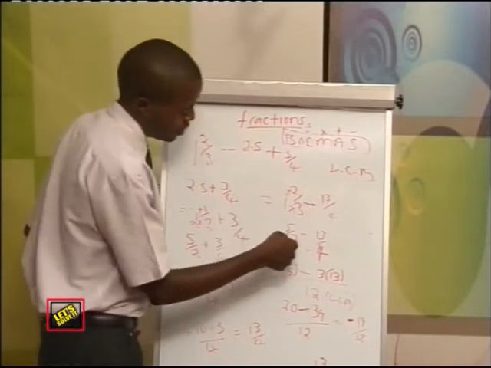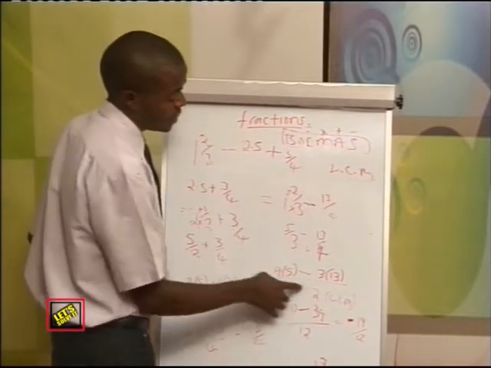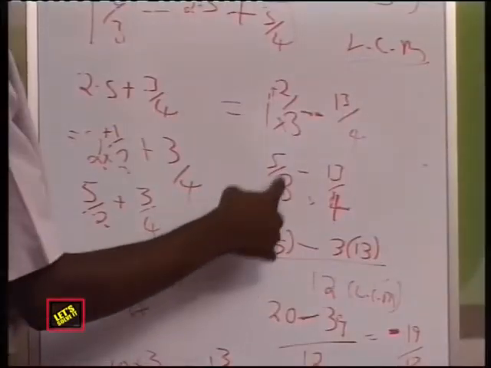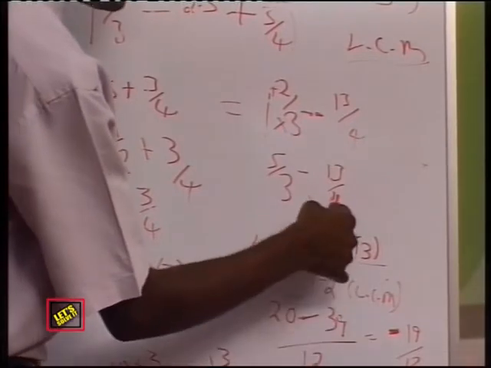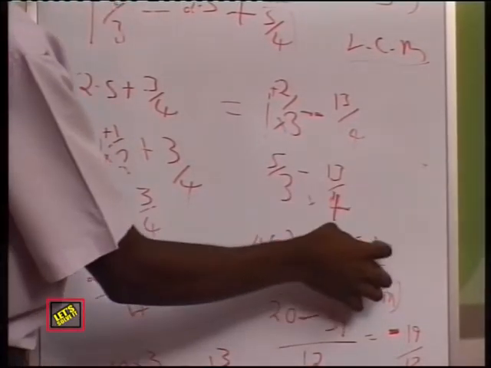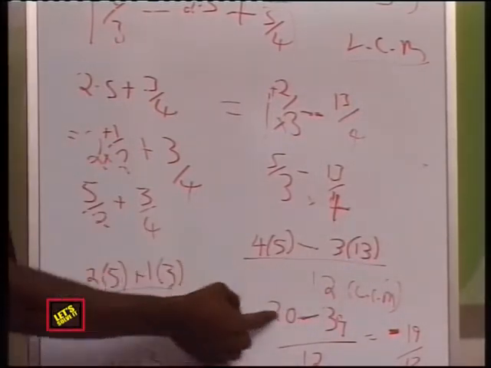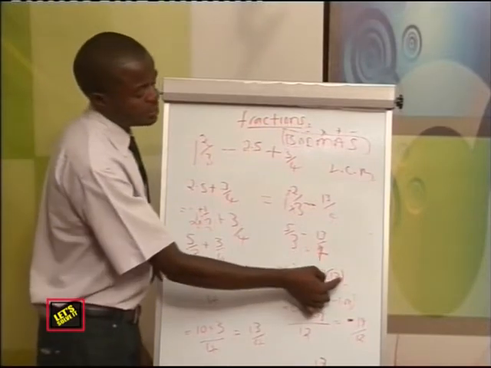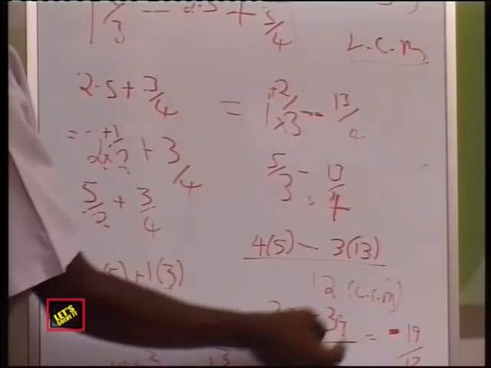Then now we divide 3 into 12. 3 into 12, the answer is 4. Open bracket, we put the numerator there. Minus 4 into 12, the answer is 3. Open brackets, we put the numerators there, we close. Then now here we multiply 4 times 5, the answer is 20. Minus 3 times 13, the answer is 39. So now here we put it over the lowest common multiple 12.